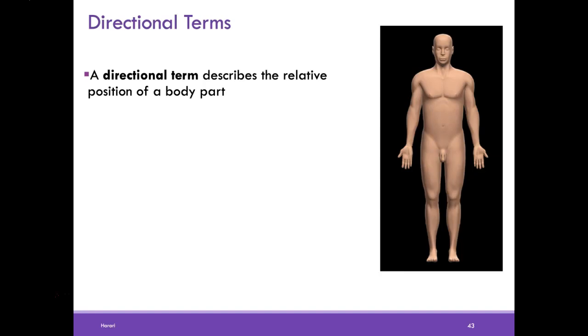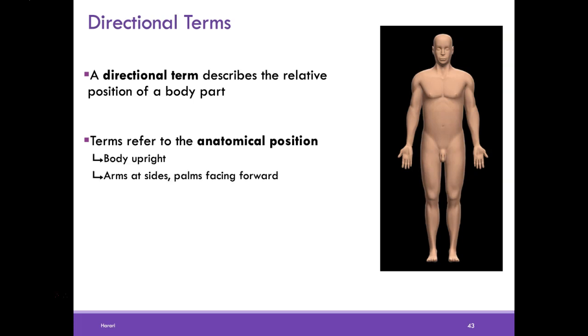So let's start talking about directional terms. A directional term describes the relative position of a body part. And in order to do this, we have to use the terms referring to anatomical position. So we have to assume that the human body is in anatomical position, which means the person is upright with the arms at the sides with palms facing outward, right, facing forward. And again, feet are flat on the floor. And then with anatomical position, we're going to see that there are directional terms that come in pairs with opposite meanings.